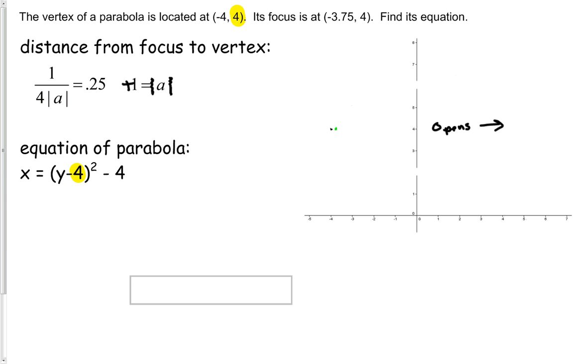And that's our equation. Again, always be careful when you have something defined for x and it opens to the left or to the right, that it's your x coordinate out front, or out by itself, and the y coordinate together inside of the parentheses.